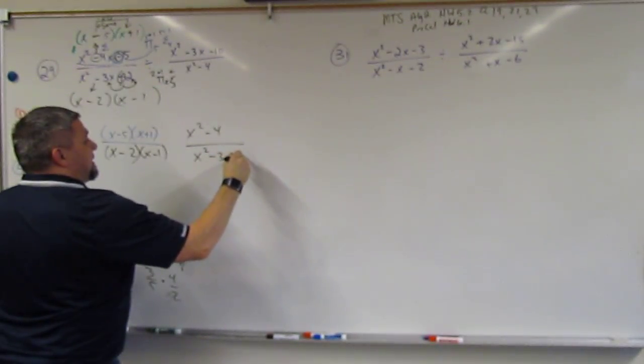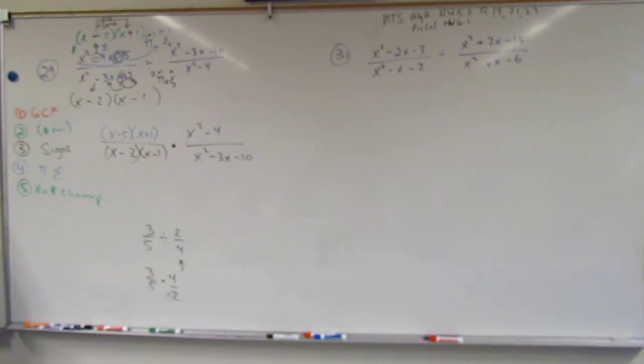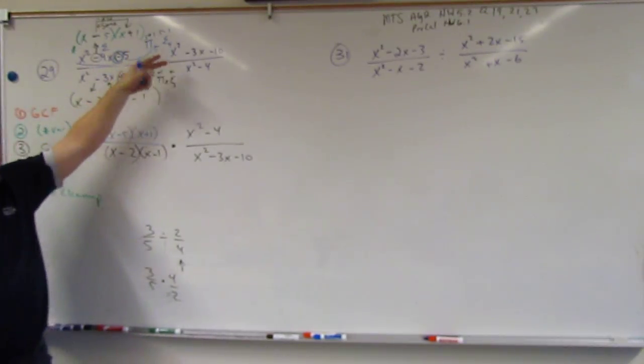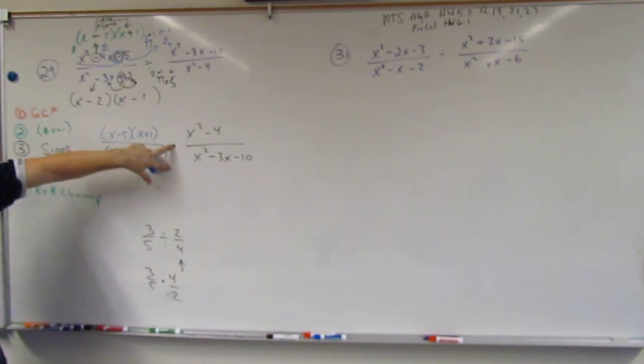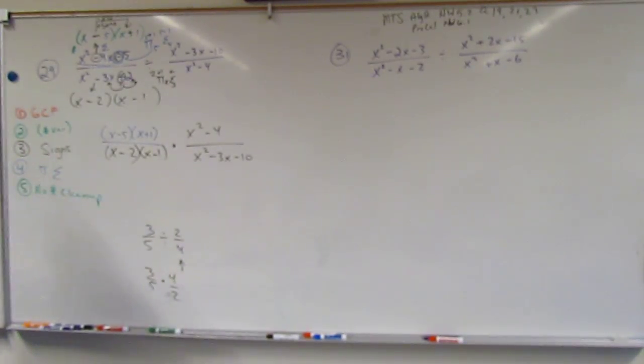So we're going to have x squared minus 4 over x squared minus 3x minus 10. And now we can multiply. Does that make sense? So we took care of this business, but now we had to flip this, and now we can multiply it. But to multiply, we got to break it all apart, right? All right, let's do the easy one first.